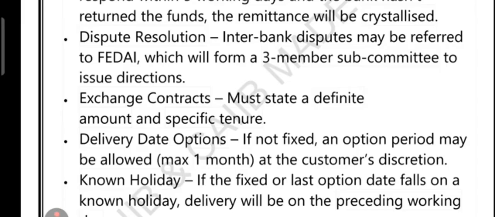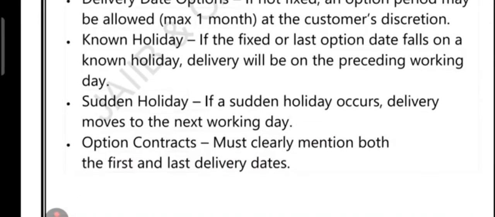The concept of known holiday and the concept of sudden holiday. So suppose I am talking about the delivery date. If the delivery date is not fixed, the customer can get an option period of up to 1 month to decide when to take delivery. And then we talk about the known period and known holiday and customer holiday. Now there is something called sudden holiday. I told you if the sudden holiday occurs, delivery moves to the next working day.